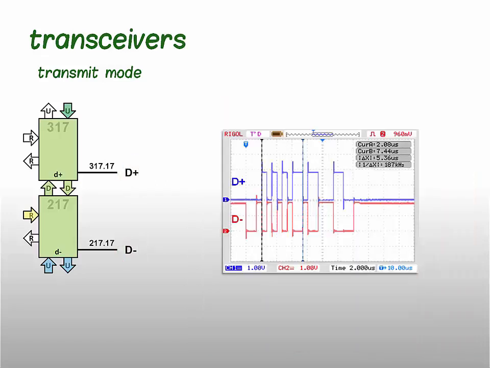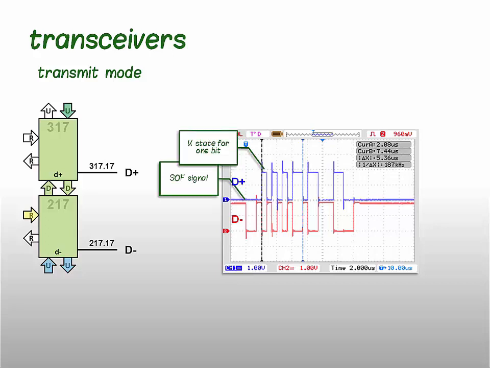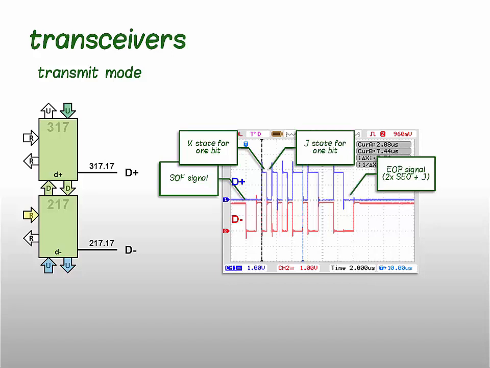Here we have an example of a waveform generated by the transmitter. We can see a start of frame signal, one bit K state, one bit J state, and an end of packet signal composed of two single-ended 0 states followed by one J state. At the end of the J state, we can distinguish the beginning of the idle state.